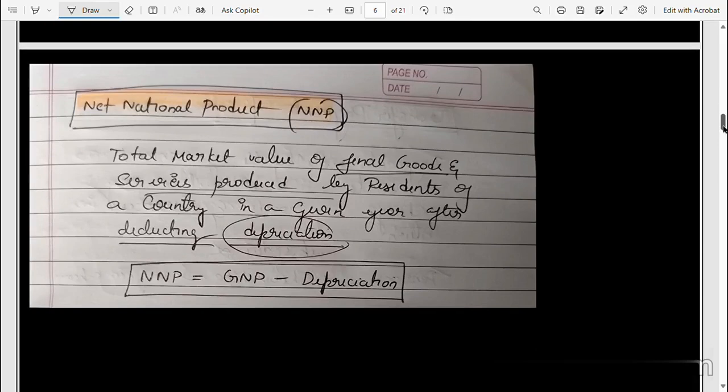Now what is net national product? The total market value of final goods and services produced by the residents of a country in a given year after deducting depreciation. For this we have to understand depreciation. Before that, remember this formula: NNP is equal to GNP minus depreciation.